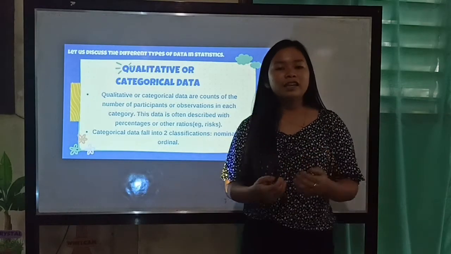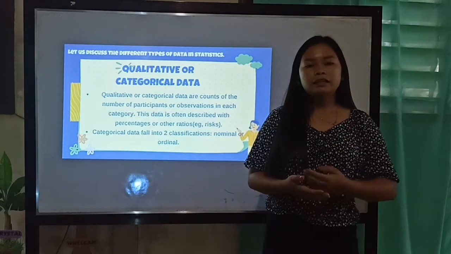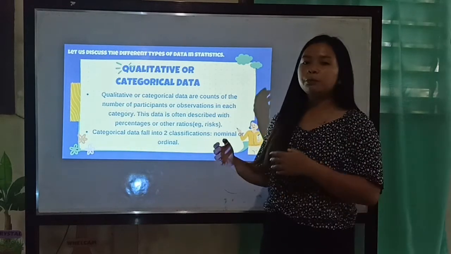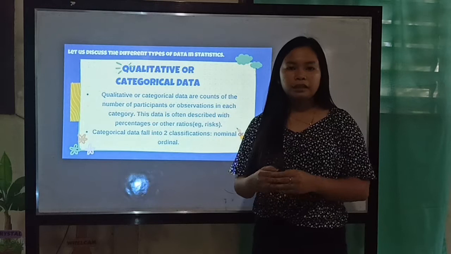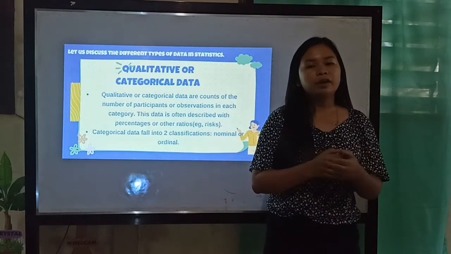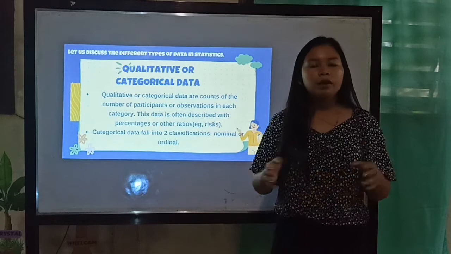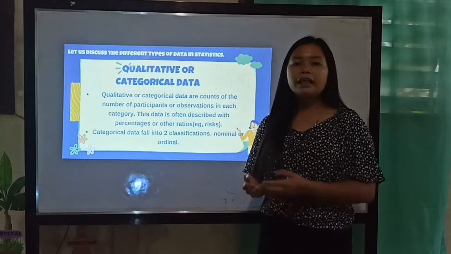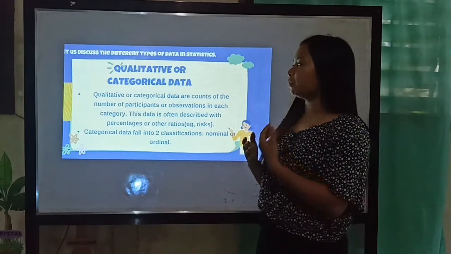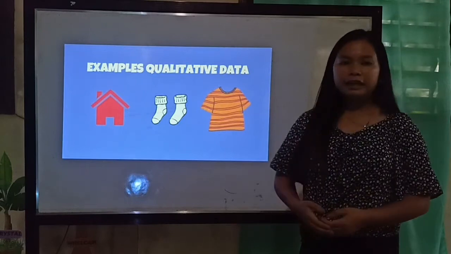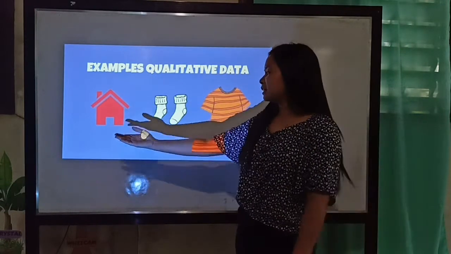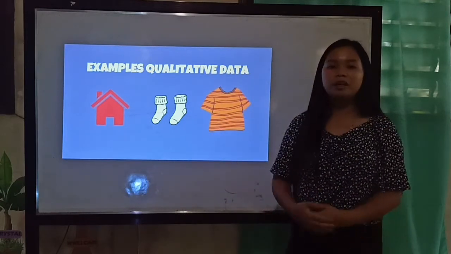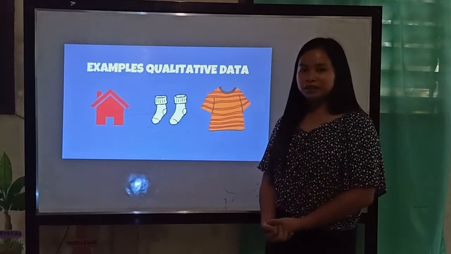Qualitative data is data that is descriptive, depicting qualities and characteristics. So if there were a group of people in a room, qualitative data would describe how they feel, what they look like, what their clothes are, or the motivation of why they are here. So examples of qualitative data are the color of the house, the smell of the socks, and the quality or the texture of the shirt.